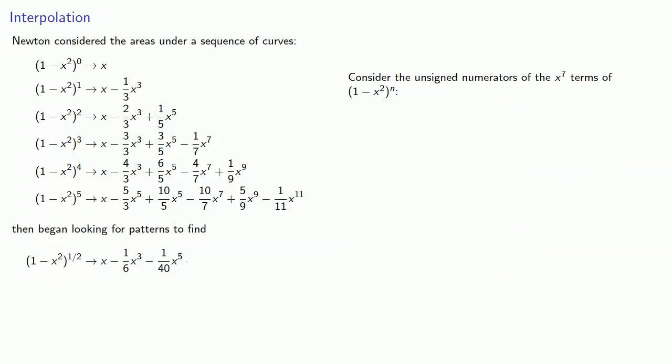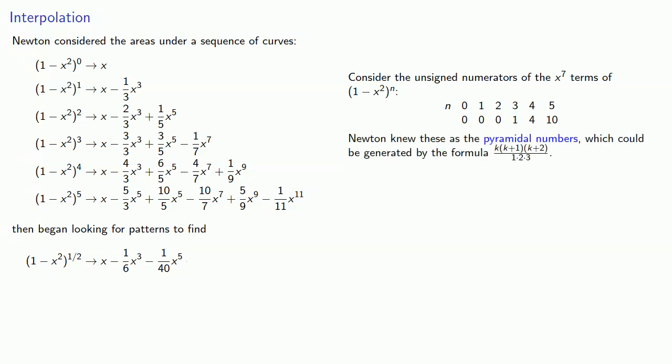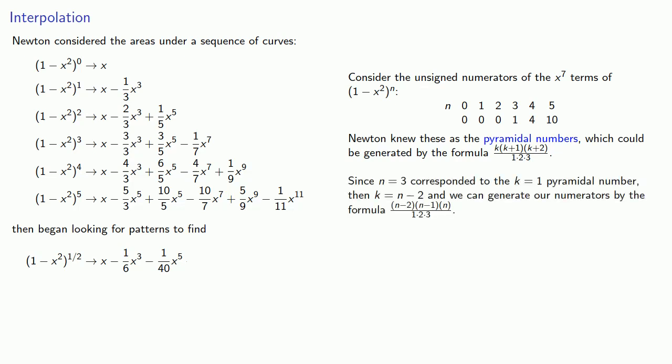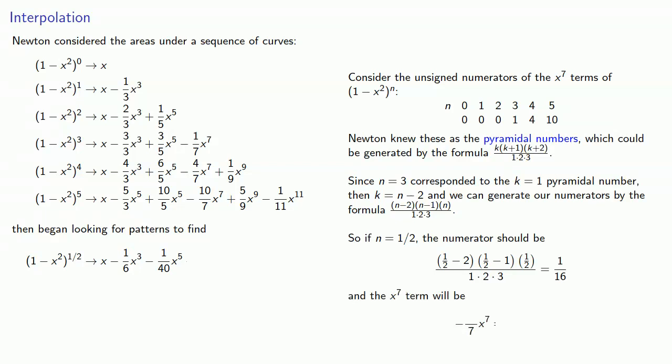Consider the unsigned numerators of the x to the 7th terms of 1 minus x squared to the n. Now, you might have recognized the previous sequence as the set of triangular numbers. This one's a little bit more obscure, and Newton actually knew these as the pyramidal numbers, which could be generated by the formula k times k plus 1 times k plus 2 over 1 times 2 times 3. And again, since n equals 3 corresponds to the k equals 1 pyramidal number, then k is equal to n minus 2, and we can generate our numerators by the formula n minus 2 times n minus 1 times n over 1 times 2 times 3. And so if n equals 1 half, our numerator should be 1 16th, and we see that our x to the 7th terms are negative, with denominator 7 and numerator 1 16th.